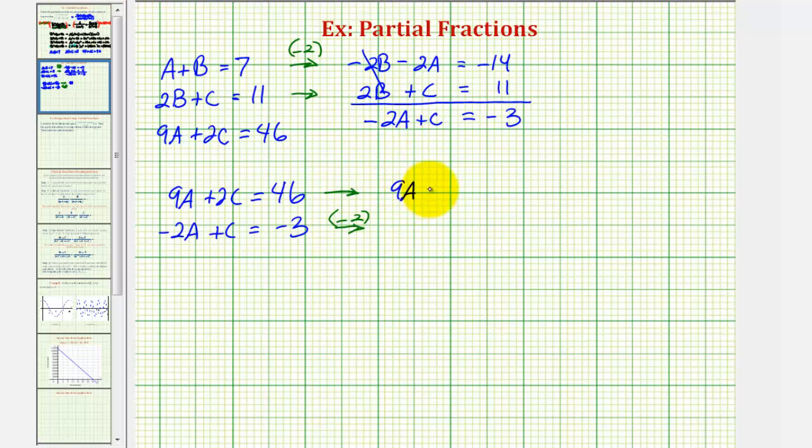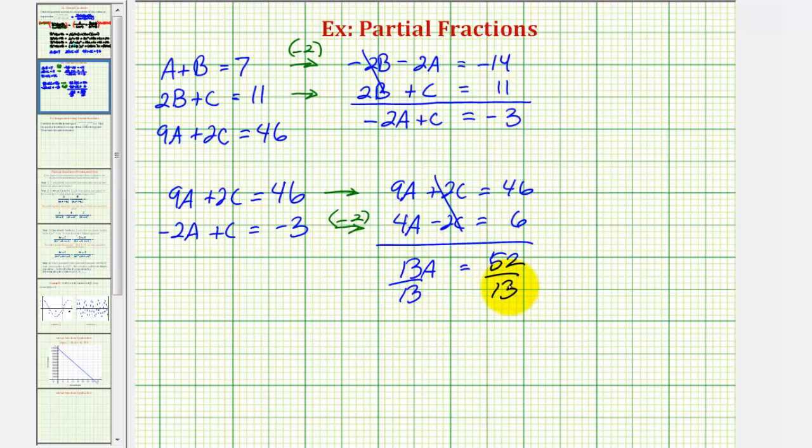So 9a plus 2c equals 46. Here we'd have 4a minus 2c equals positive 6. So the c's simplify out. We have 13a equals 52. Dividing both sides by 13, notice we found that a equals 4. So a equals 4. And I'll perform back substitution to find b and c.